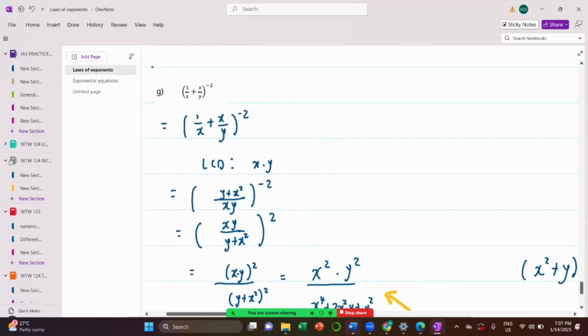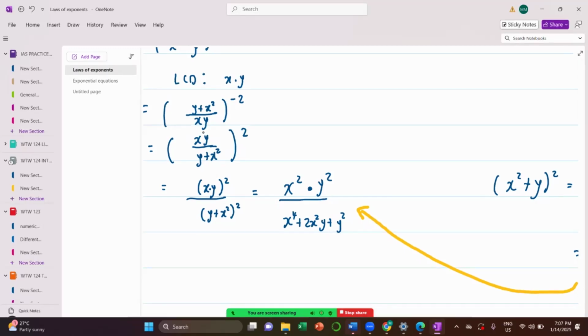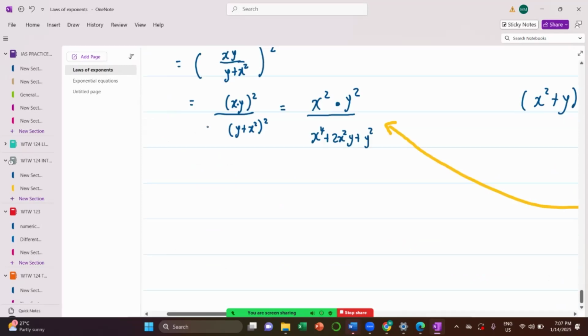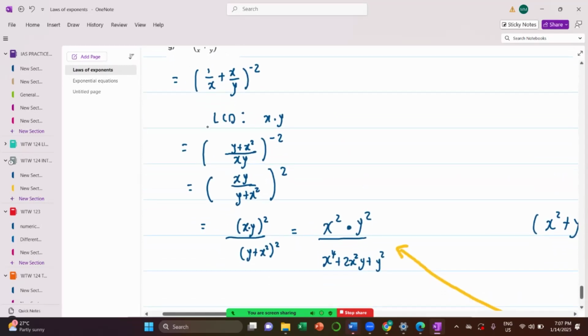So that, guys, is the final answer because there's no more simplification that we can do. Remember that here it's multiplication. This dot represents multiplication. So there's nothing that we can do to simplify this problem further. So that is our final answer.